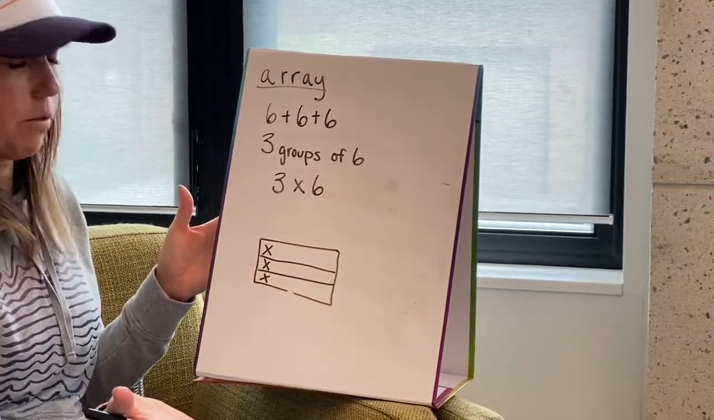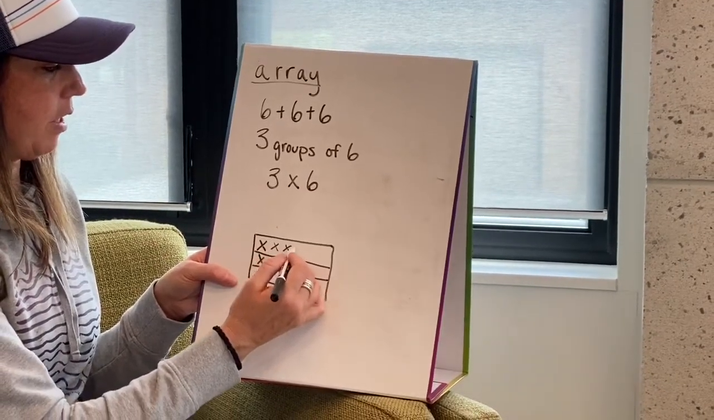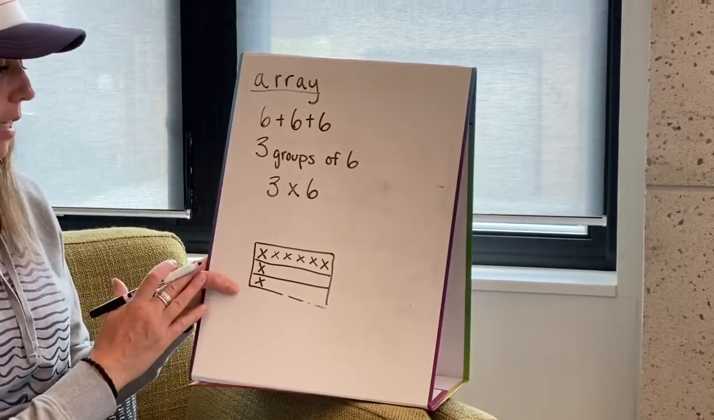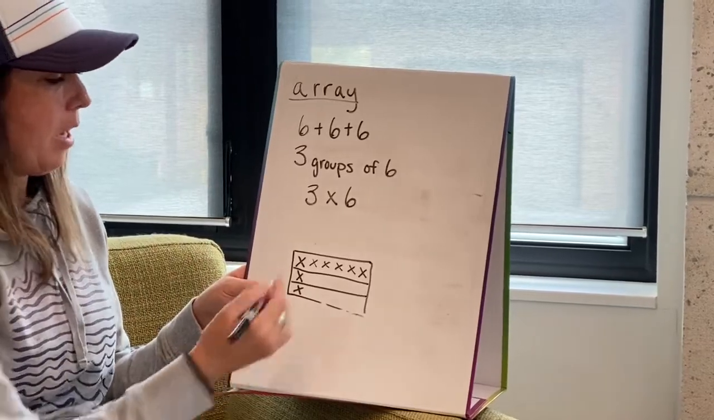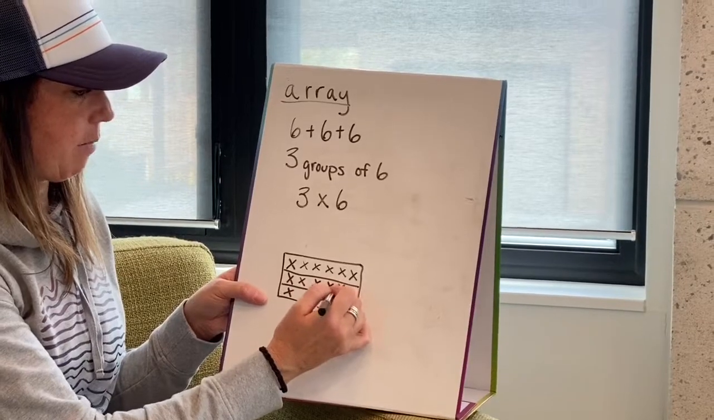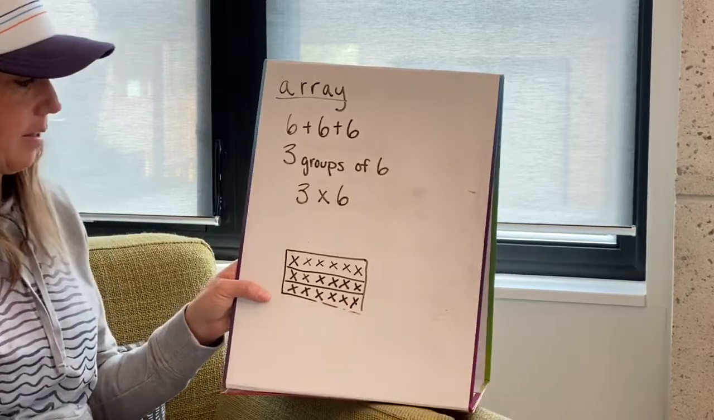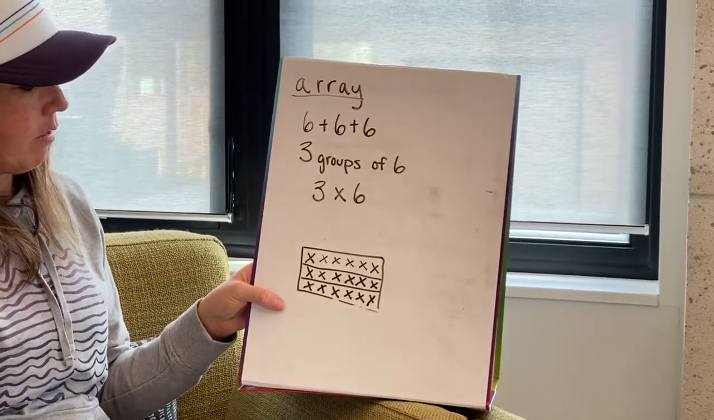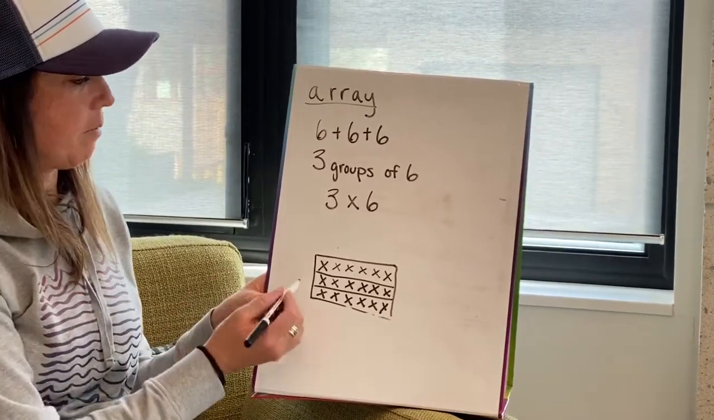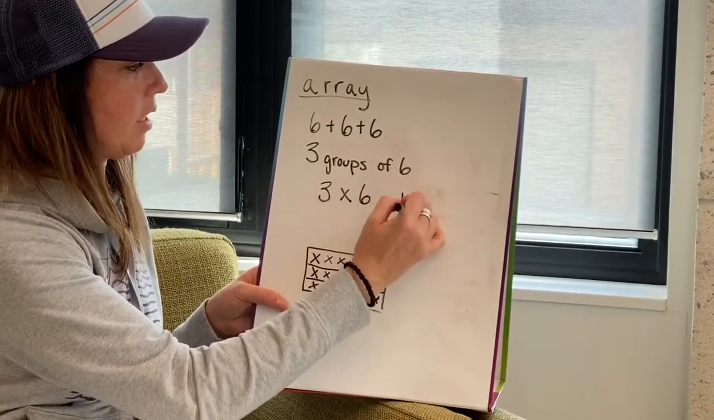If you want to use X's, you can use any symbol that works best for you. So 1, 2, 3, 4, 5, 6. When we're building arrays, if you're doing it like this, it's very important that you line up whatever symbol you're choosing to use. So it is showing that we have 3 groups of 6. All right, so if we have 3 groups of 6, we have 6 plus 6 plus 6, or 3 times 6 gives us a total of 18.